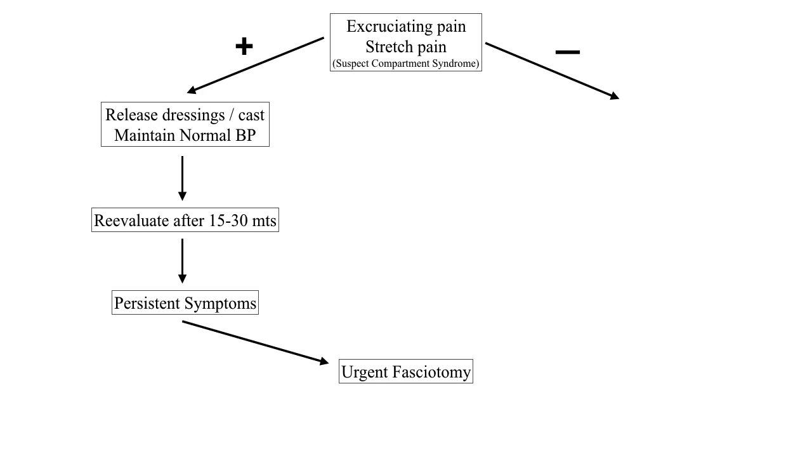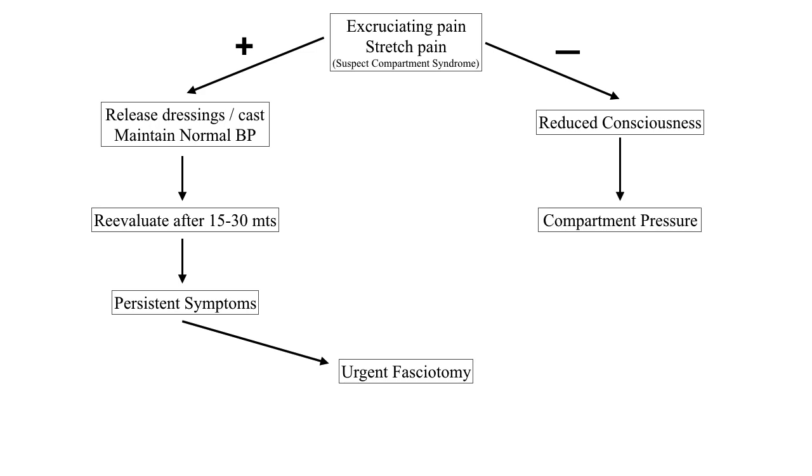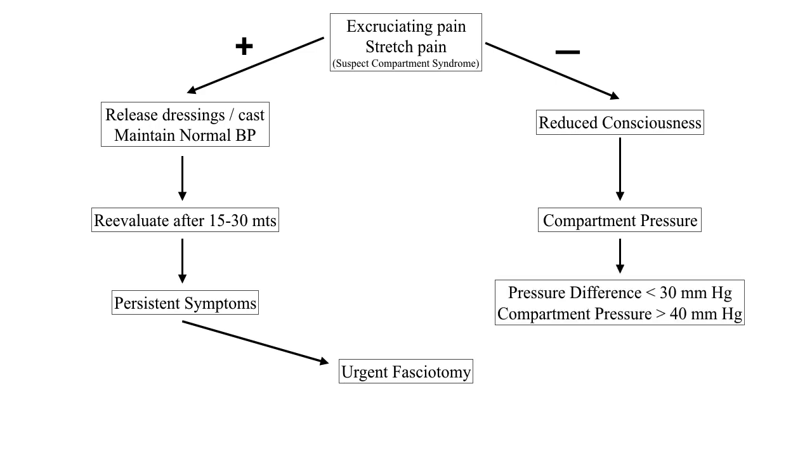The other scenario, when the symptoms of compartment syndrome cannot be identified as seen in those who are unconscious, or in those in whom regional anesthesia has been given masking the symptoms, you have to measure the compartment pressure. And when the absolute compartment pressure is more than 40 millimeters of mercury, or when the difference of compartment pressure and the diastolic pressure is less than 30 millimeters of mercury, again you need an urgent fasciotomy as an emergency procedure.